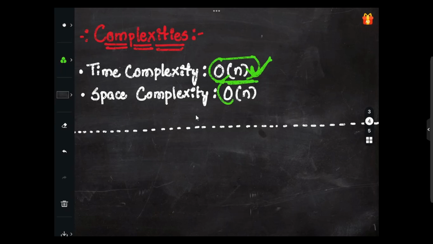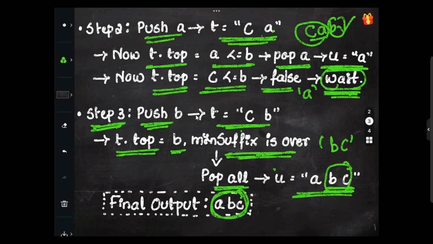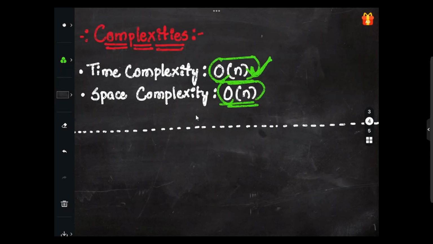And what would be the space complexity here? The space complexity would be big O of n as well, because we are considering stack t, and we will be going with the string builder and minimum suffix. So here in this case I said min suffix is over, right? So we will be going with the minimum suffix keyword basically, right?